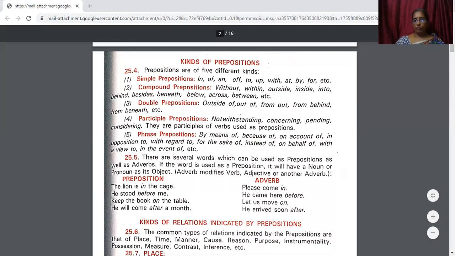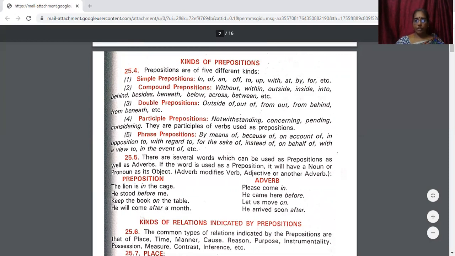Double prepositions: outside of, out of, from out, from behind, from beneath, etc. Participle prepositions: notwithstanding, concerning, pending, considering. They are participles of verbs used as prepositions. Phrase prepositions: by means of, because of, on account of, in opposition to, with regard to, for the sake of, instead of, on behalf of, with a view to, in the event of, and so on.